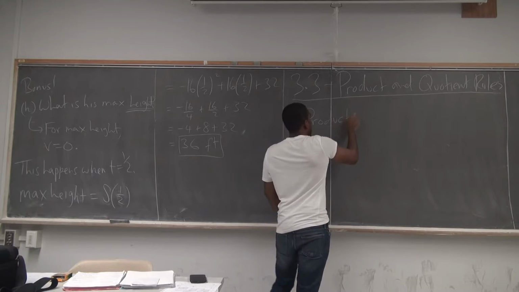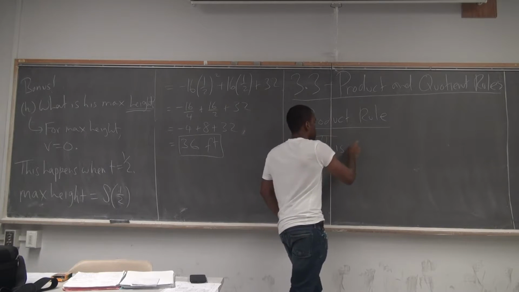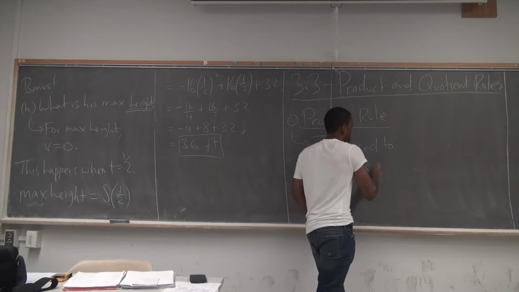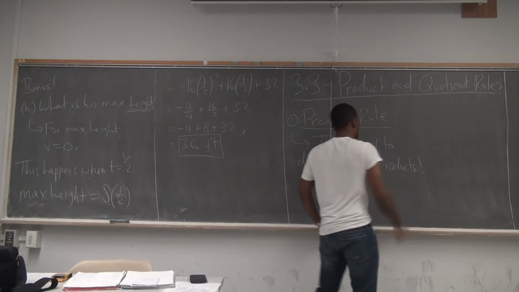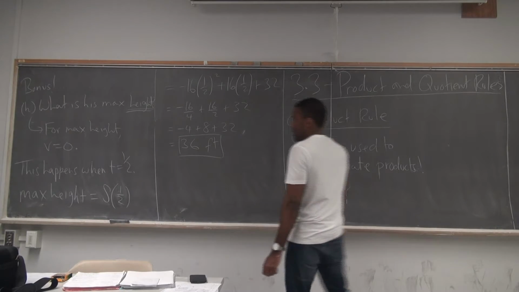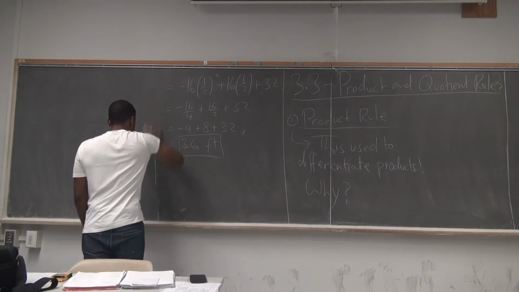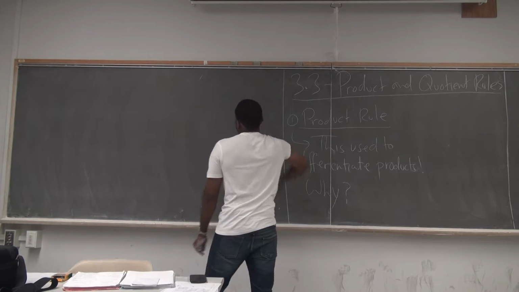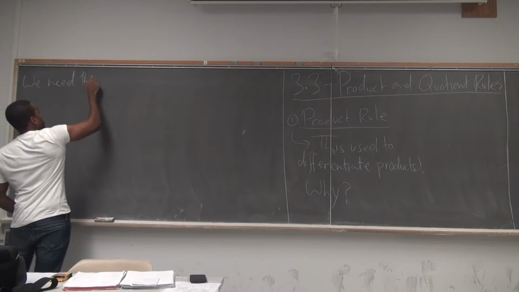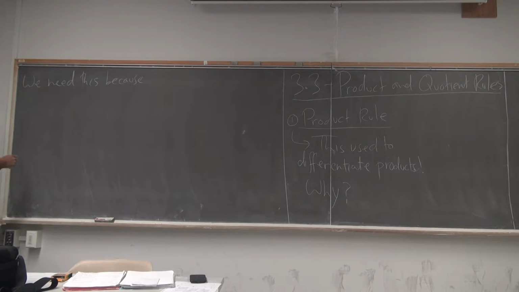Let's start with the product rule. It's called a product rule because this is used to differentiate products. Why do you need a product rule? If I have two functions multiplying each other, can I just take the derivative of each one and then just stick them together? The answer is actually no. At some point I'll want to be able to differentiate the product of two functions. And we'll see why in a few examples later.